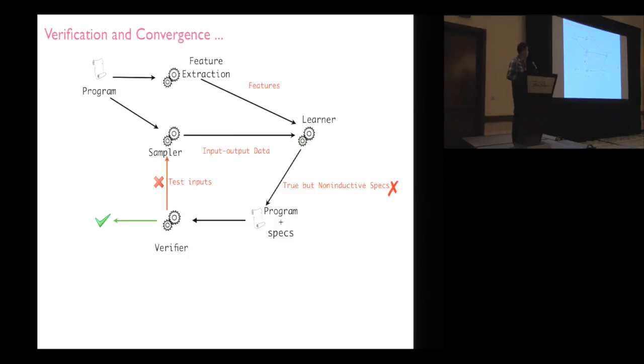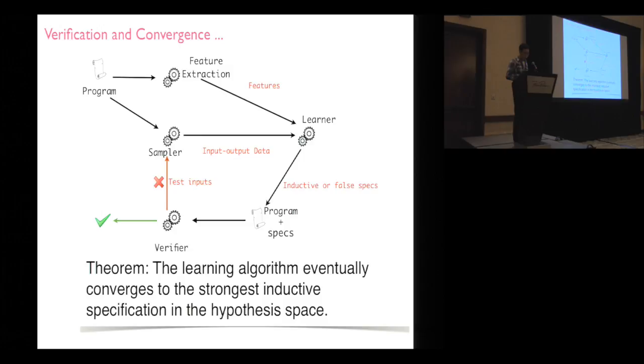Because the learning algorithm will never produce a true but non-inductive invariant, any solution from the learning algorithm is either an inductive invariant, or not an invariant, which definitely leads to counterexamples. We believe the loop implemented in this data-driven framework can eventually find an inductive specification in the hypothesis space defined for a given program.